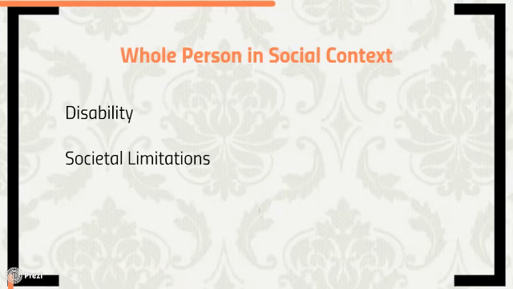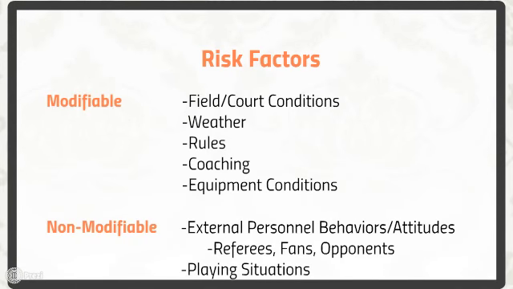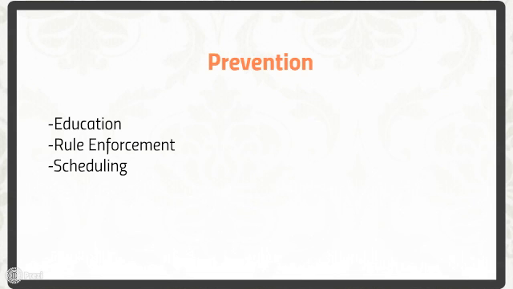Finally, looking at a whole person in the social context, we are looking at the disability and social limitations of the disablement model. Modifiable risk factors here include field and court conditions, weather, rules, coaching, and equipment conditions. And non-modifiable risk factors include external personal behaviors and attitudes, such as those of referees, fans, or opponents, and playing situations. Relating back to our ankle sprain scenario, footwear conditions and the condition of the court are 2 risk factors that would help mitigate injury. Prevention here includes education, rule enforcement, and scheduling.